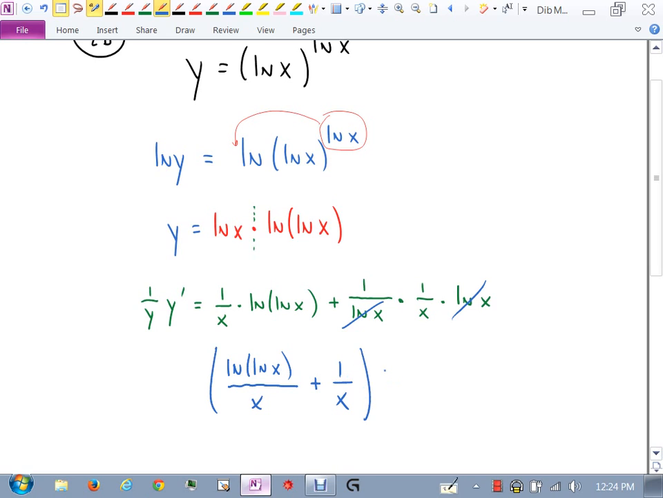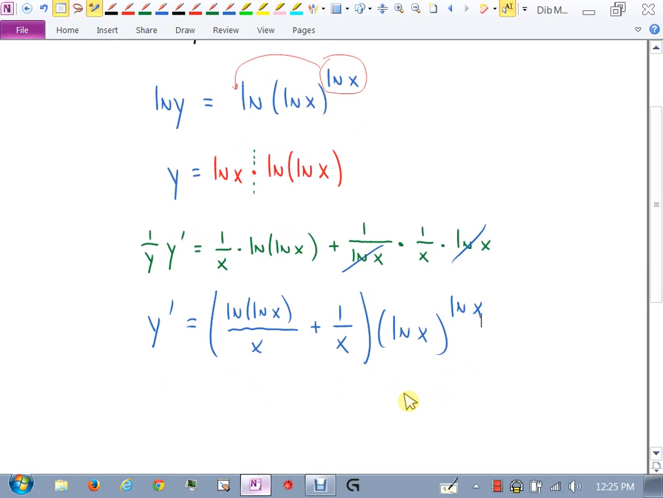But then I need to multiply both sides by what? Y, but y was natural log x to the natural log x. I'm moving quick through that. I'm hoping you can go back and reference that if you need it.